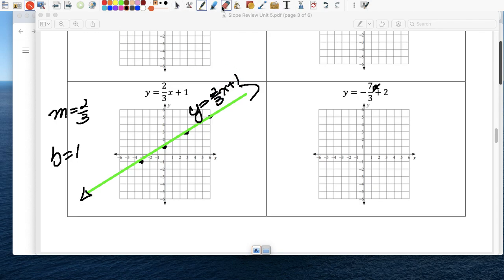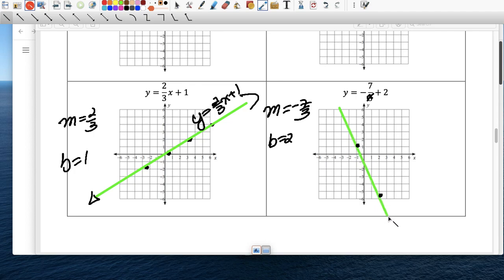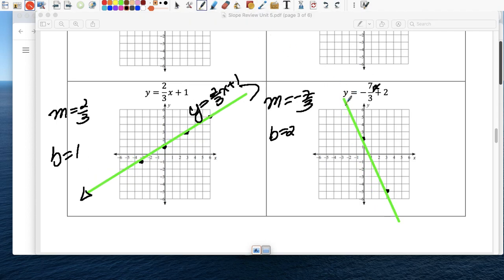So it's a negative slope. Slope is negative 7 over 3, and the y-intercept is 2. So from the y-intercept, I'm going to count 7: 1, 2, 3, 4, 5, 6, 7, and I'm going to go right, 1, 2, 3. I'm going right because it's negative. There it is. Okay, give it a name.